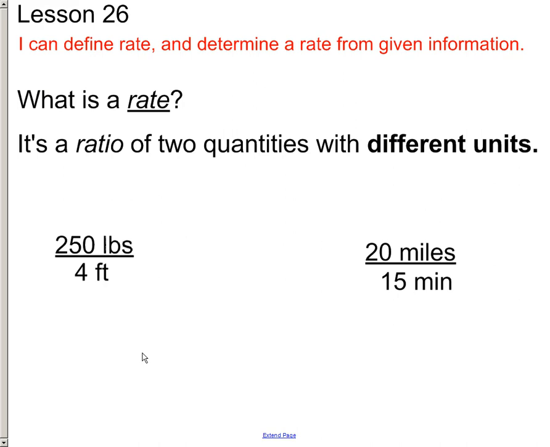Here's 20 miles for 15 minutes. Don't overthink it, but it's still a ratio. It's still a comparison of two different numbers by division. But now we've put those units on there. That is the only difference between rates and ratios. Okay? So a rate is a ratio. It's just we took the time to label the numbers.